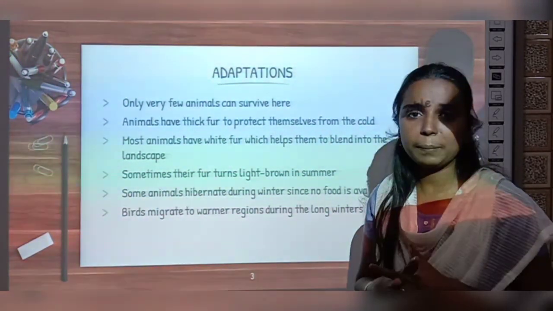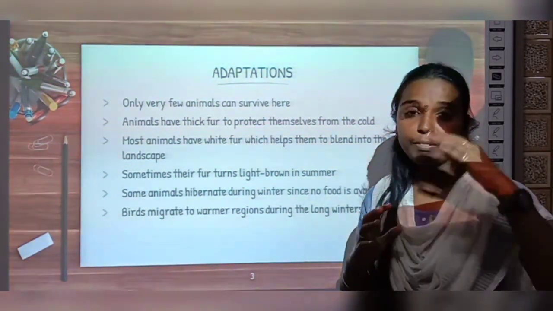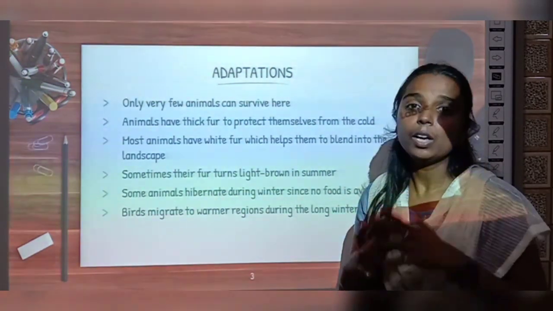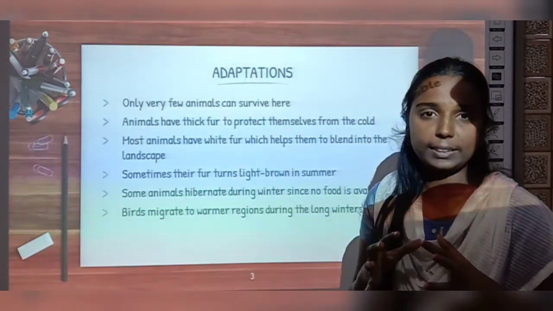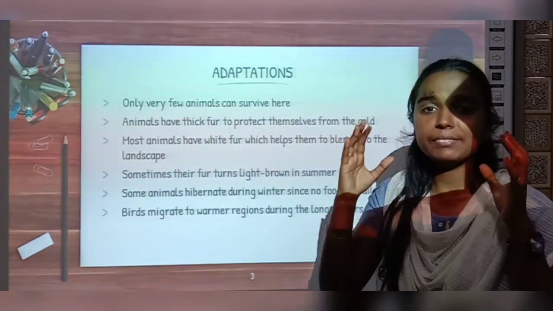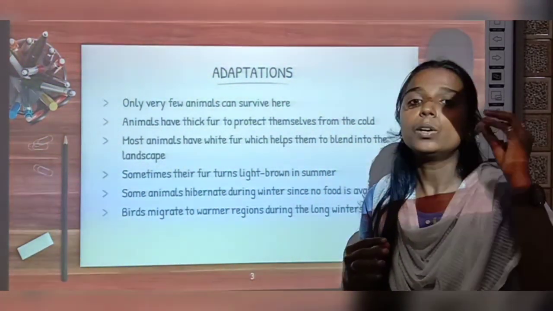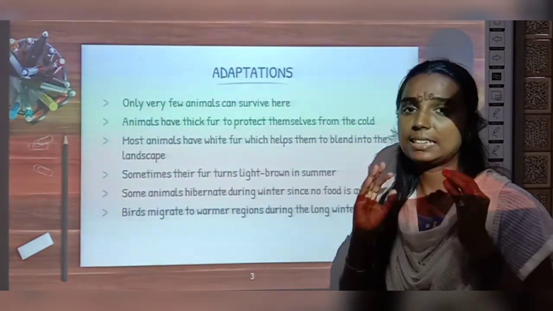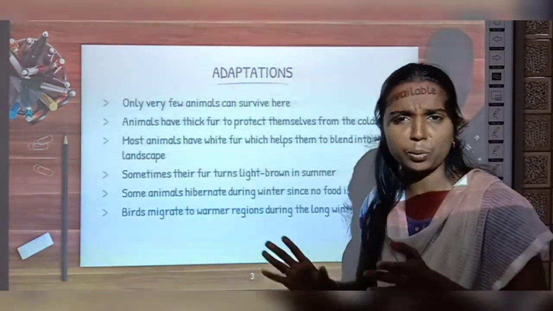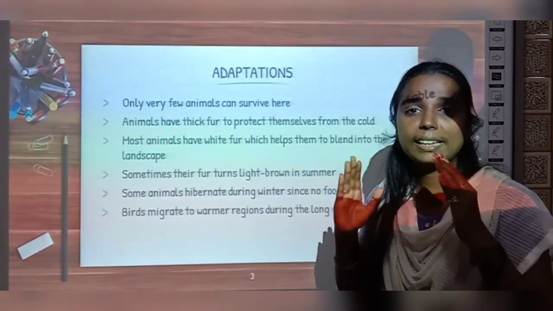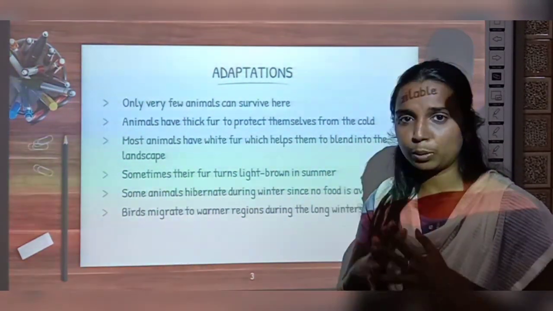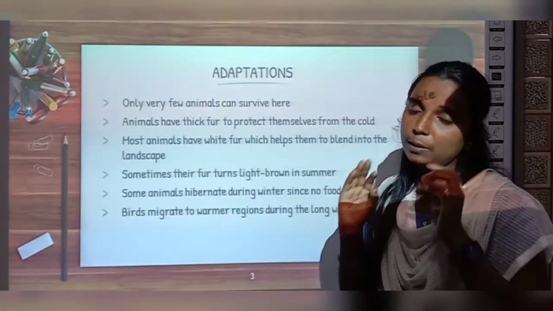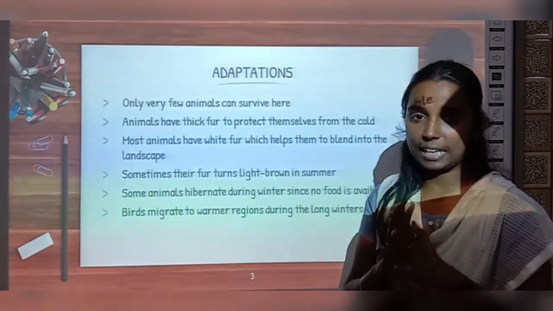What do you mean by adaptations? We have learned in the desert also, right? In the desert, the climate will be very hot, right? And there will be no water. So the animals living there will have some special features to adapt to those conditions. Similarly, here it is very cool, right? So the animals living here will also have some special features to cope with that cool climate. Now let us see what those special features are.